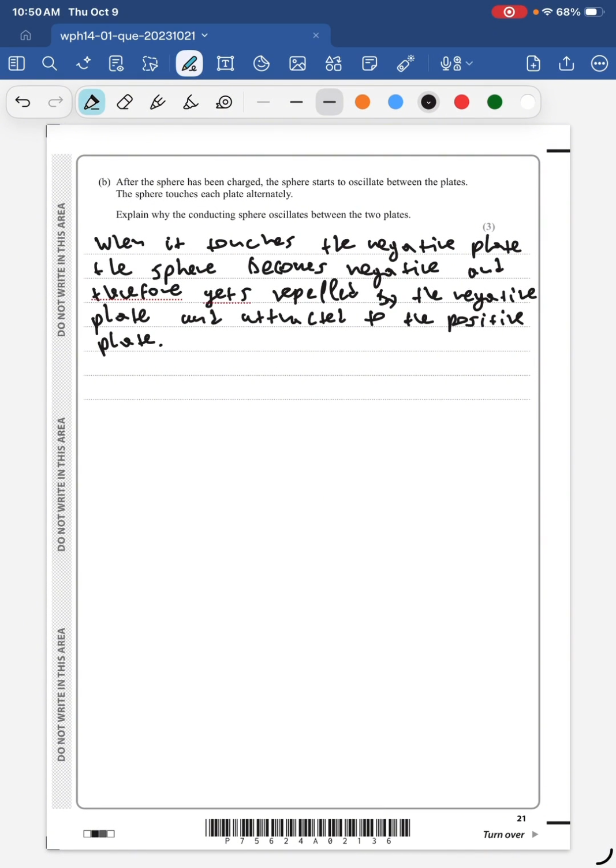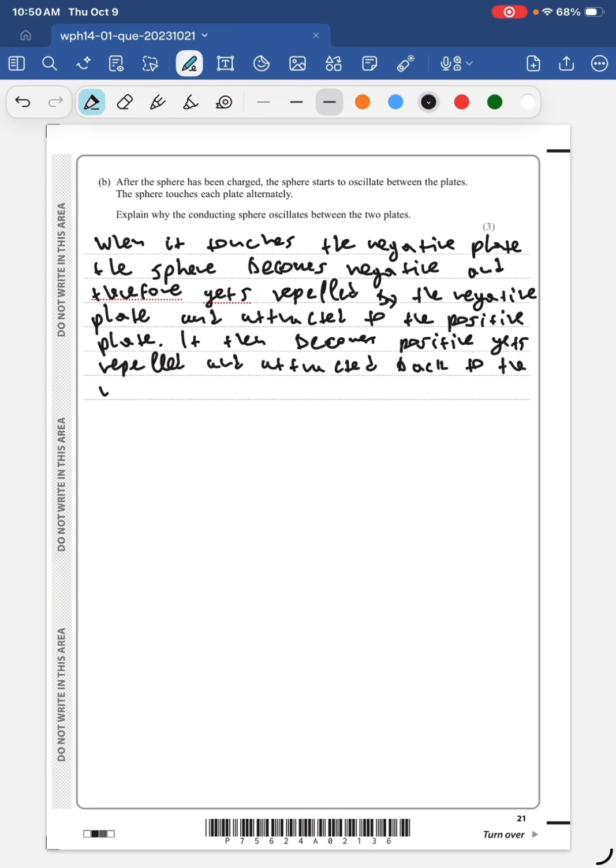Okay, it then becomes positive, gets repelled and attracted back to the negative plate, and so on, okay? So this lasts forever, okay?